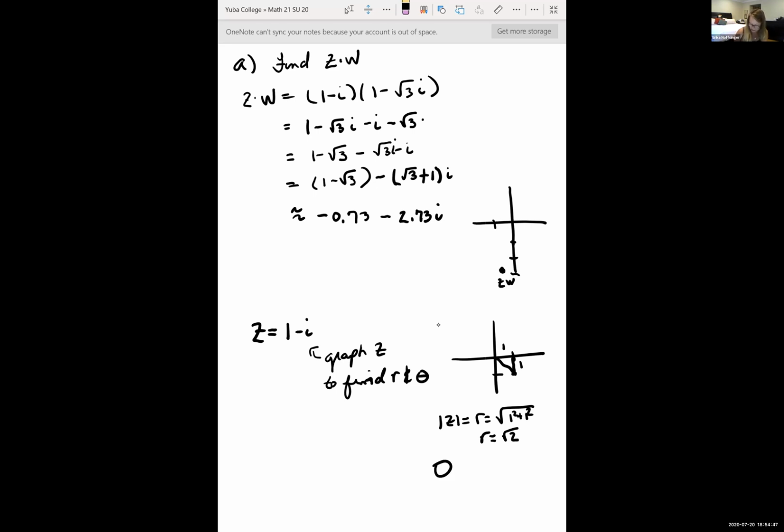Theta is equal to tan inverse of opposite over adjacent, which is 1 over 1, which is 1. Where theta is contained in quadrant 4. So this would be pi fourths, but in quadrant 4, that's going to be 2 pi minus pi fourths, which is 7 pi fourths.